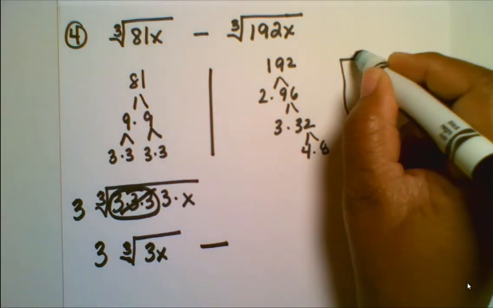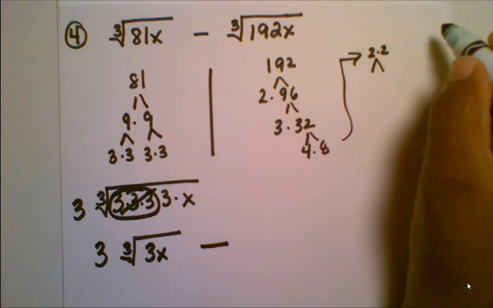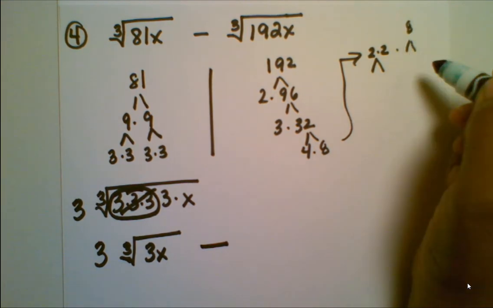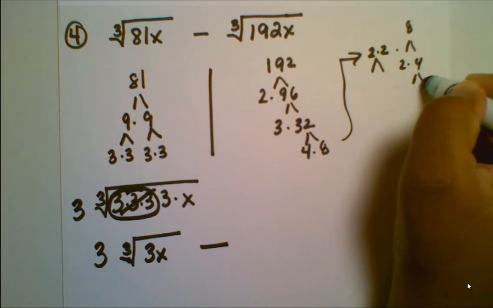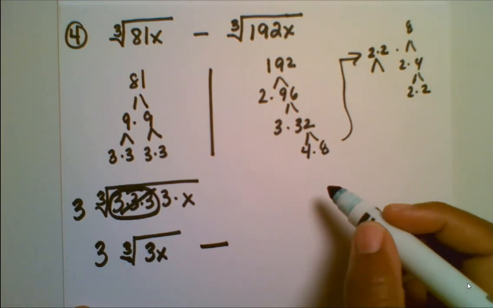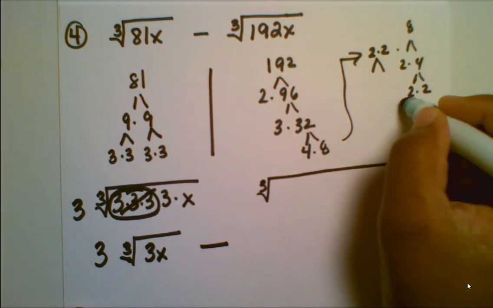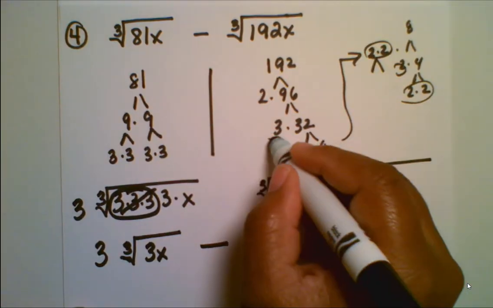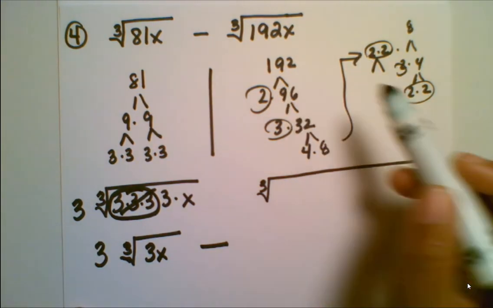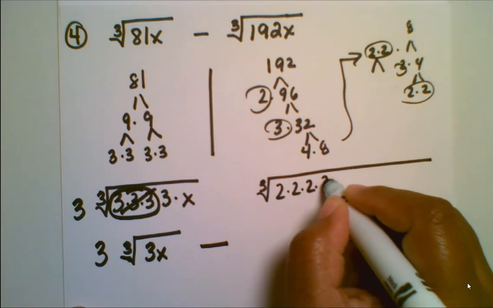And then I'm going to write it up here. 4 and 8, you have 2 and 2. And then 8, we're going to branch off 2 times 4. And we have 2 and 2. So here are the factors of 192x. How many 2's do we have? 1, 2, 3, 4, 5, 6. So that would give us, let's go ahead and write this, 6.